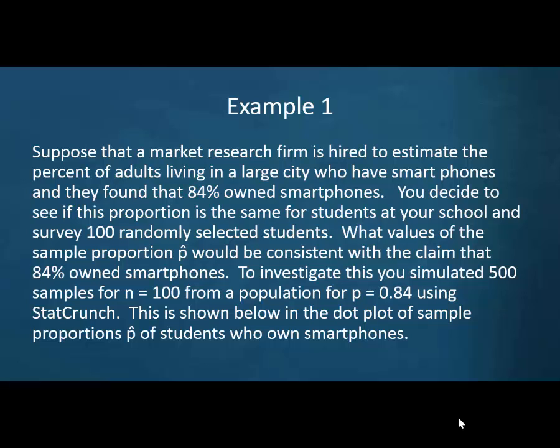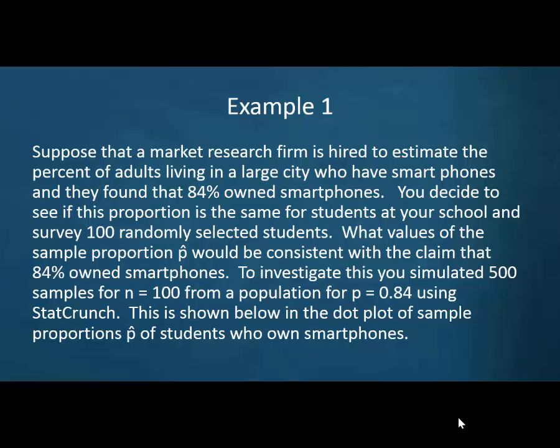Example 1. Suppose that a market research firm is hired to estimate the percent of adults living in a large city who have smartphones. They found 84% own smartphones. You decide to see if this proportion is the same for students at your school and survey 100 randomly selected students. What value of the sample proportion p hat would be consistent with the claim that 84% own smartphones?